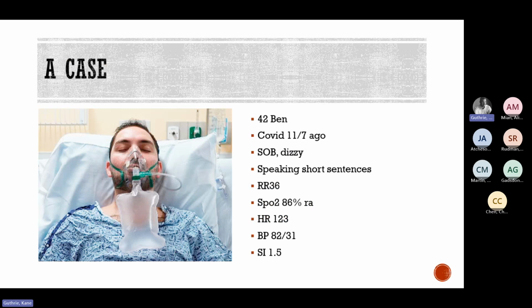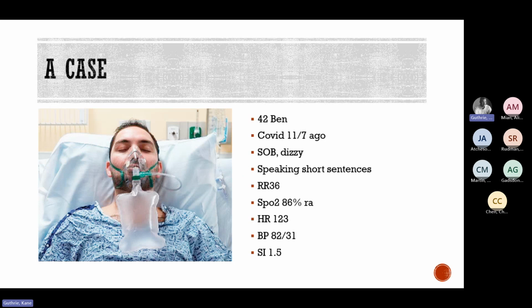So we're going to look at a case now, okay? This is 42-year-old Ben. He's had COVID 11 days ago. He presents short of breath, dizzy, speaking short sentences. He's tachypneic with a respiratory rate of 36. His SATs are 86% on room air. His heart rate's 123 and his BP is 82 on 31. And all that gives him a shock index of 1.5, which is quite high. So he needs resuscitation and he's got signs of shock there. We're still working out what type of shock it is.